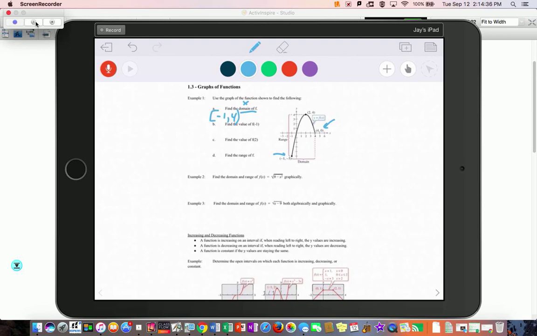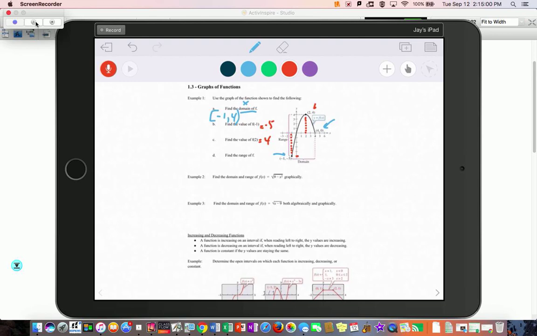Then we simply are asked to plug in -1. Well, if I go -1 and follow it down to there, the output is right here. That's an output of -5. Same thing with 2. Here's 2. I follow it all the way up. There's my output, 4. So you should be able to tell inputs and outputs from looking at a graph.